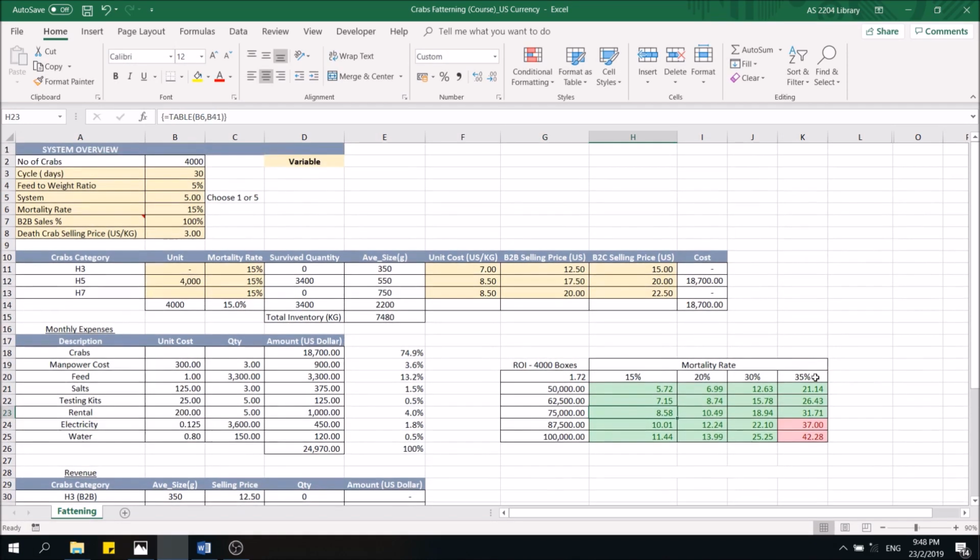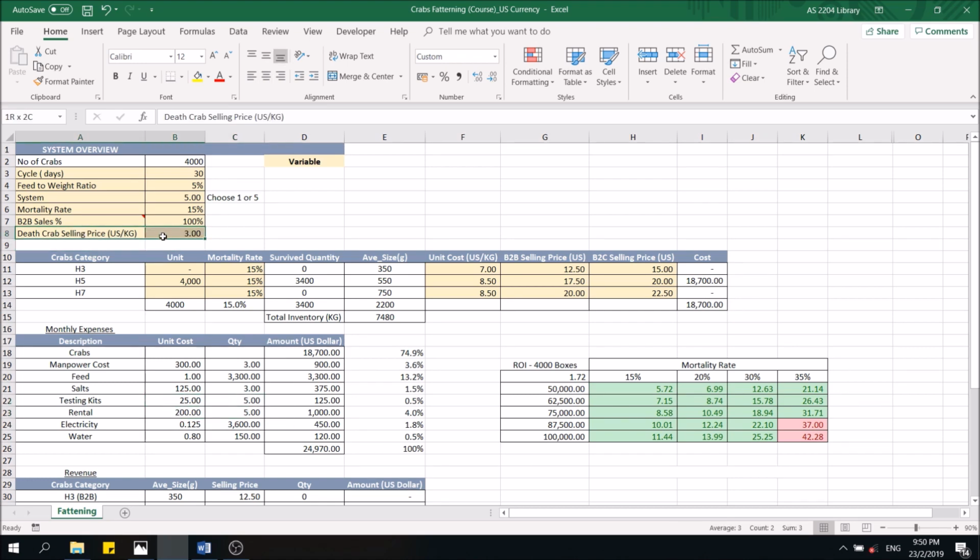Before that, you can see we have red color with 35% mortality rate, and now you start to see green color for capex below $75,000. So with scale, you can actually get a faster return on investment, because there's a fixed cost of manpower, a fixed cost of rental, and a fixed cost for testing kits.